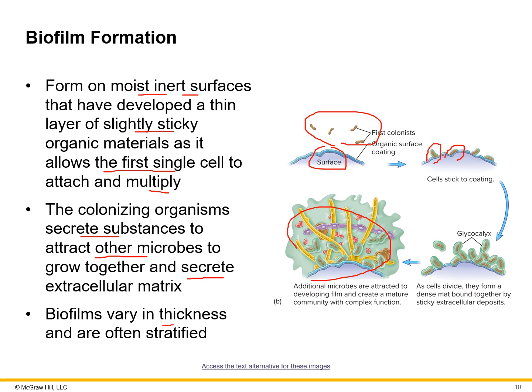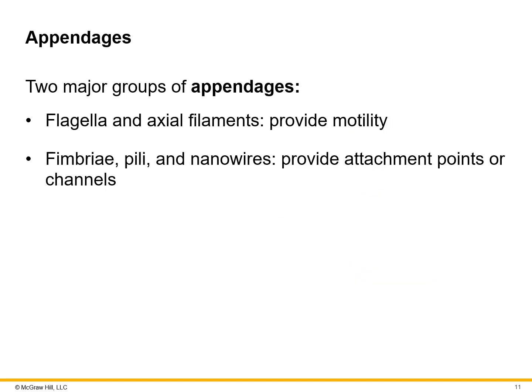So they end up having this variety of thickness. They are often stratified, meaning they're kind of in layers that go out there. But again, it just lets them build that. But again, here's that sugary layer called a glycocalyx. Again, capsule, slime layers, all of these terms, just the sugary kind of substance that gets secreted so they can attach and attract all these other organisms.